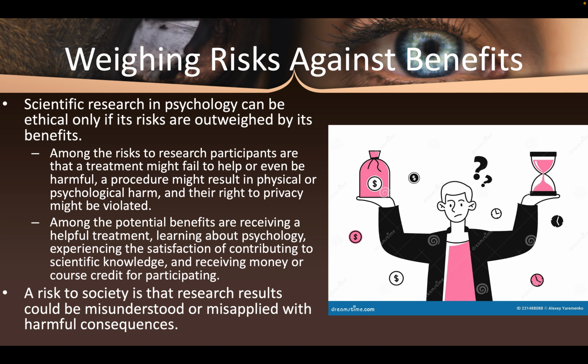Scientific research in psychology can be ethical only if its risks are outweighed by its benefits. Among the risks to research participants are that a treatment might fail to help, or even be harmful. A procedure might result in physical or psychological harm, and their right to privacy might be violated. Among the potential benefits are receiving a helpful treatment, learning about psychology, experiencing the satisfaction of contributing to the scientific knowledge, and receiving money or course credit for participating. And this is normally how research is done.